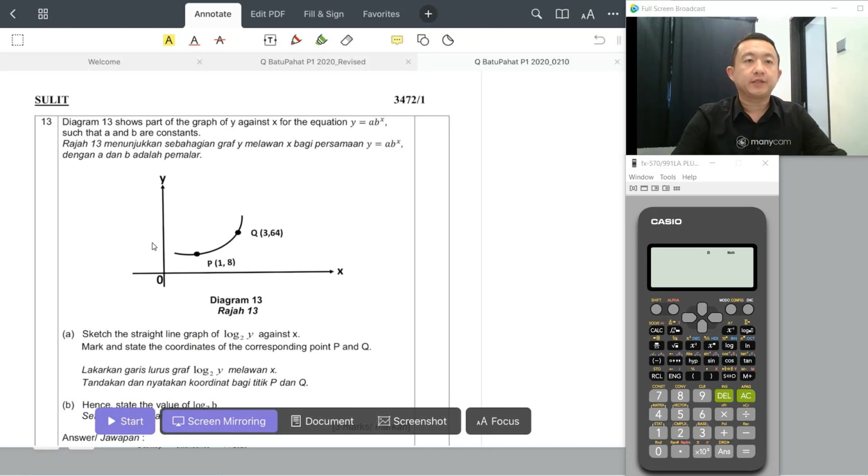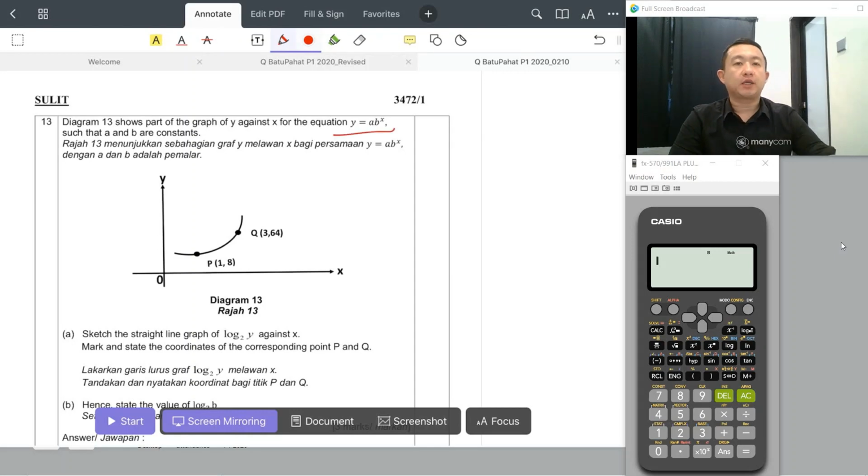Alright, now question 13 shows part of the graph of y against x for the equation y equals to ab power x. So this is the graph. When you look at the equation and the graph, you know that this is a non-linear graph, right? And we go on with A, sketch the straight line. So we are changing a non-linear to a linear graph, because you need to sketch the straight line graph of log 2y against x. Changing a non-linear to linear graph, this is a topic of linear law.